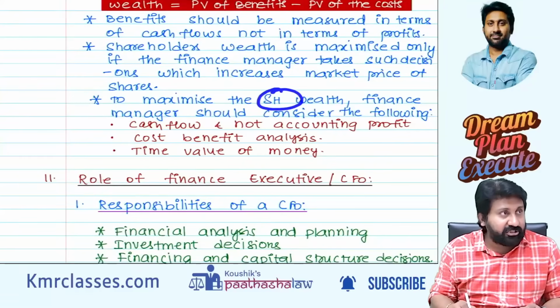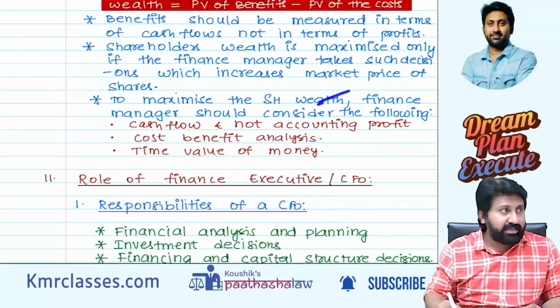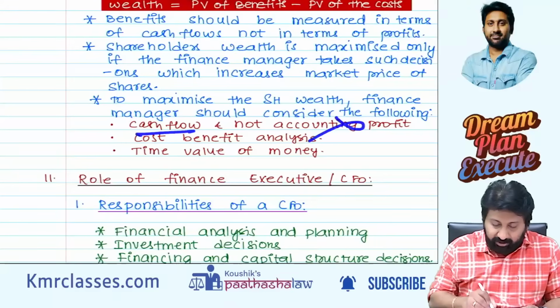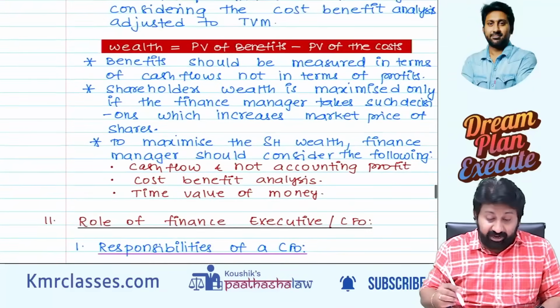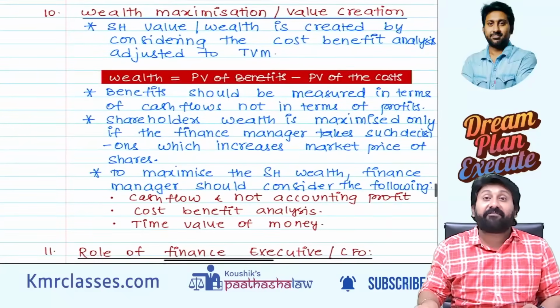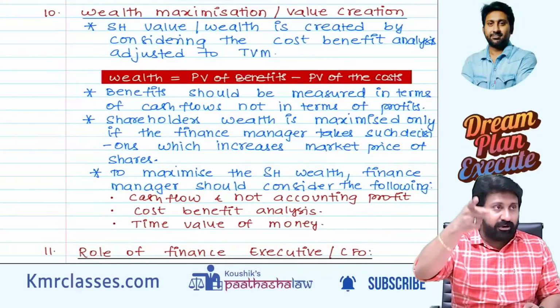To maximize the shareholders' wealth, the finance manager should consider the following: cash flow, not the profit, cost benefit analysis, and time value of money. Read these concepts carefully. You will definitely get a 4 to 5 marks question. You will do your best.